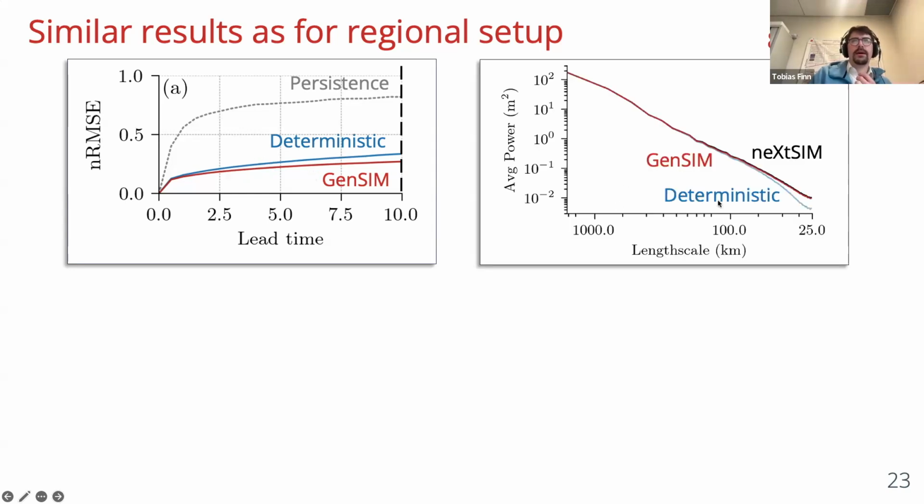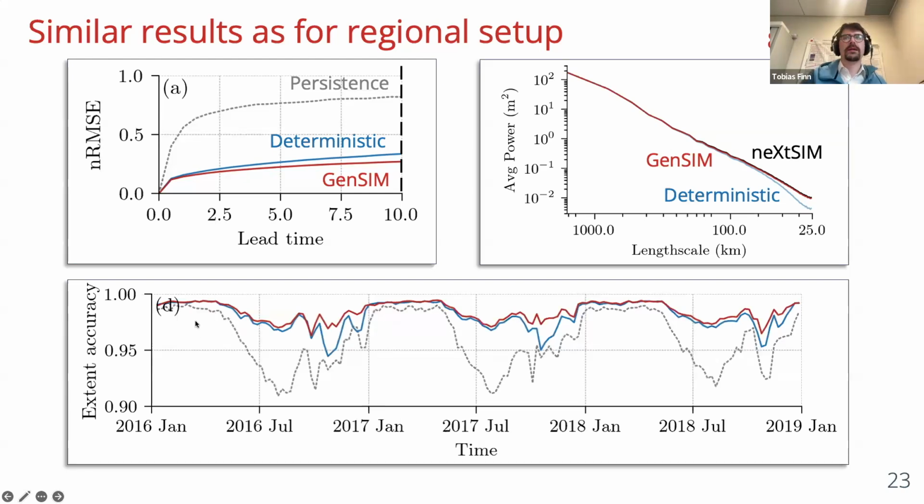Once again, in the power spectral density, it is the same message. The generative model matches the power spectrum of our geophysical model almost perfectly, whereas the deterministic model loses information. And this is the power spectral density averaged across the full testing data set of 3 years and after 10 days.